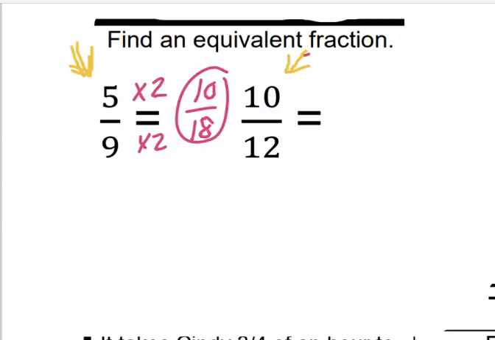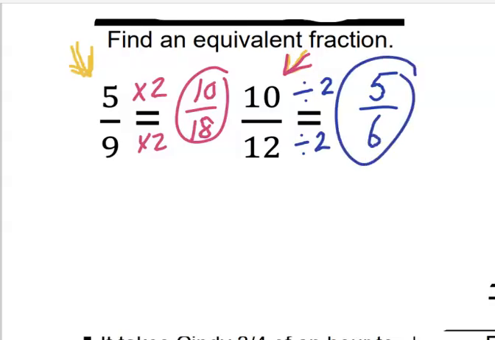Now, if we look at this next one here, we have 12 and 10. Again, we can just multiply them both by 2. Okay, or we can actually say what goes into each one. We can scale it down a little bit. Well, we see that they're both even, so I'm going to pick the number 2. So 10 divided by 2 is 5, and 12 divided by 2 is 6. So that is an equivalent fraction.